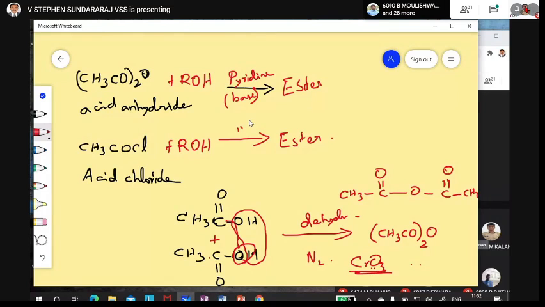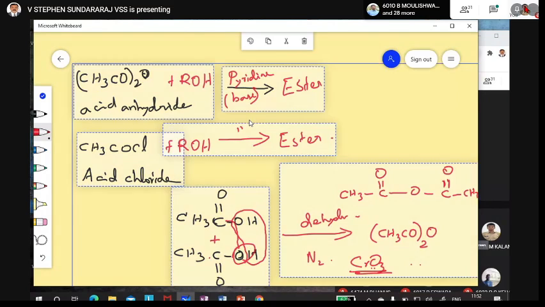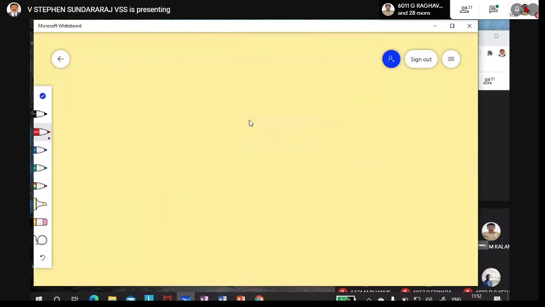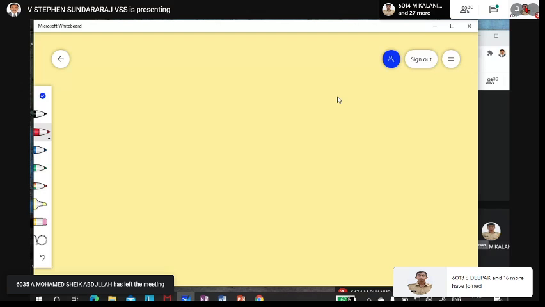Write it down, because it is functional group into functional group. Don't take it lightly. Acid anhydride is a functional group. Acid chloride is a functional group. Acyl chloride, okay, functional group. And ester is another functional group. So one functional group is converted into another functional group. It is there in the textbook.